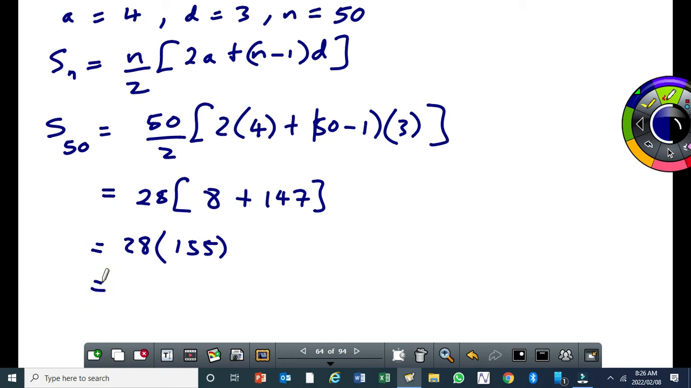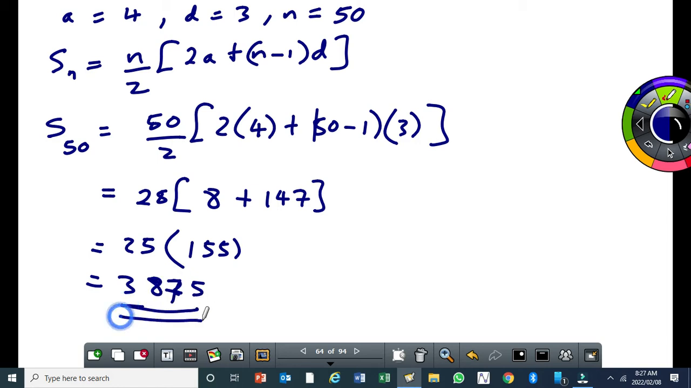What answer did you get? 3,875. Yeah, so this is the 25, so that will be 155. What answer did you get? 3,875. All right, so we've got that, because you just use the calculator there, and then you are done.